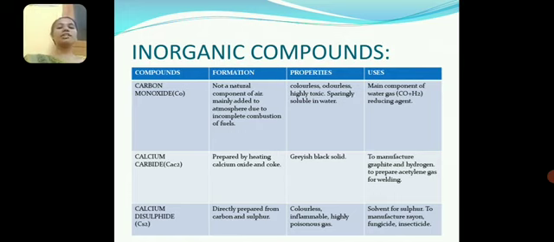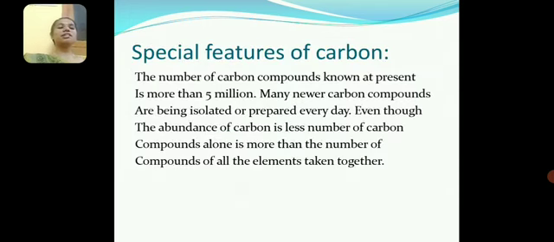Carbon disulfide is prepared directly from carbon and sulfur. It is a colorless, inflammable, highly poisonous gas. Uses: solvent for sulfur, to manufacture rayon, fungicide, insecticide.